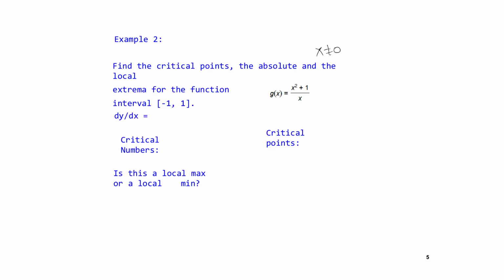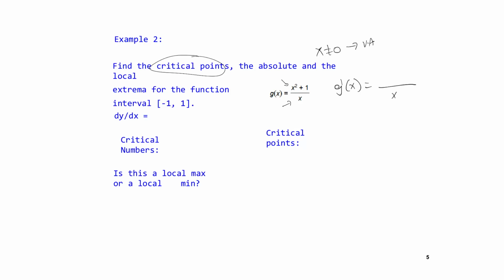What that looks like graphically is it could be a hole or it could be a vertical asymptote. And in this particular case, it's going to be a vertical asymptote because there is no common factor in the numerator or the denominator. So let's figure out the critical numbers and then critical points. To find critical numbers, we're going to have to find the derivative. And in this case, we're going to be using the quotient rule.